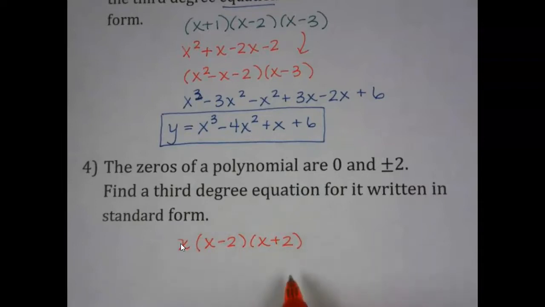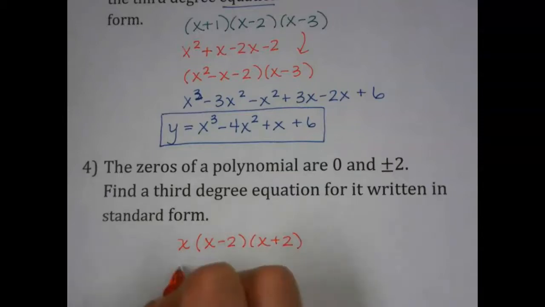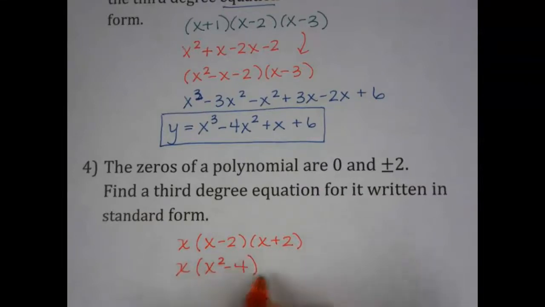It doesn't matter which order you multiply in. Last time we multiplied the first two together. This time I'm going to multiply these second two together because the fact that they're conjugates, the middle term is going to drop out, and I'm going to be left with x squared minus 4.